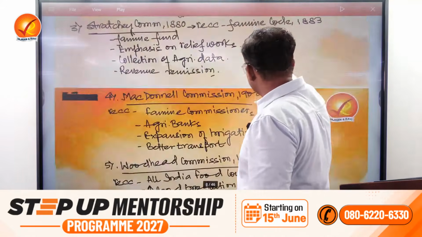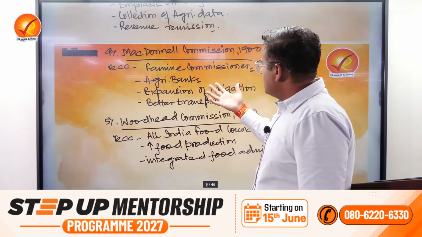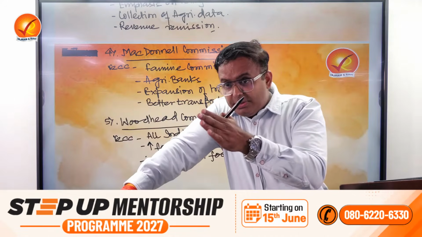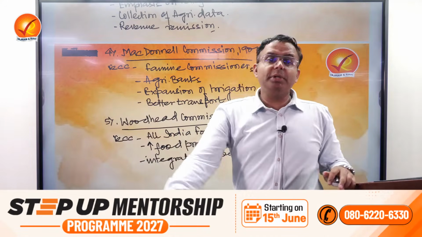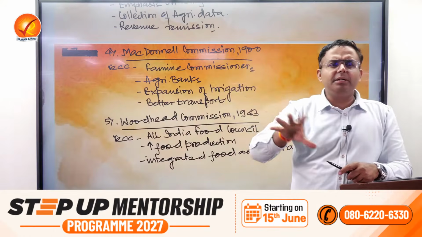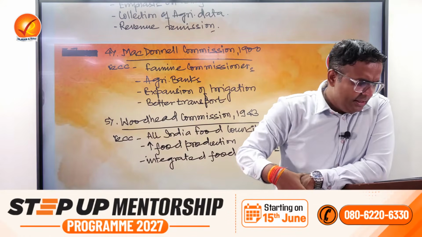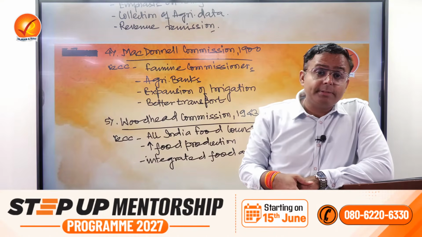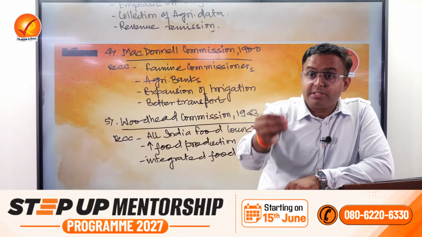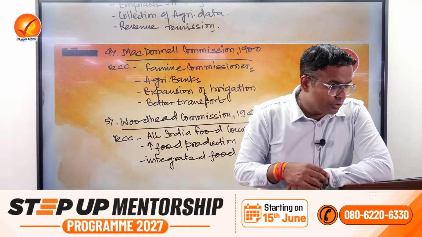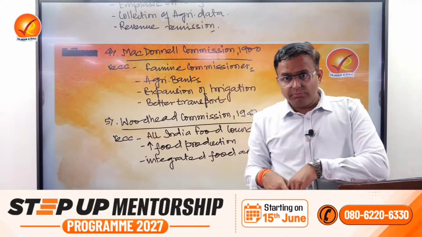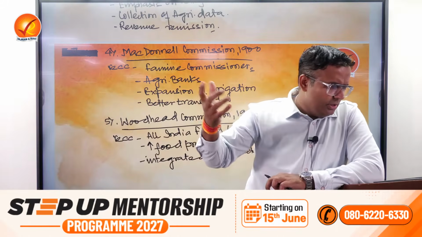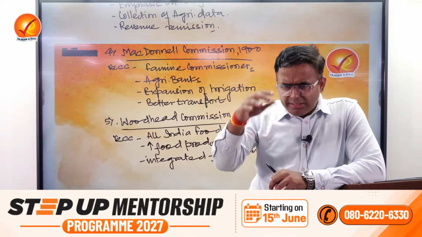Iske baad, then you can also talk about the MacDonald Commission, which recommended that there must be not the district officers, but dedicated commissioners who should be responsible for famine mapping, for relief, all these aspects. It also talks about establishing agricultural banks, that in case of famines, the impoverished farmers must be given subsidized loans. It also talks about expansion of irrigation, so that the dependency on natural rain should reduce. It also talks about better transport. तो ये बातें ये कह रहा है.